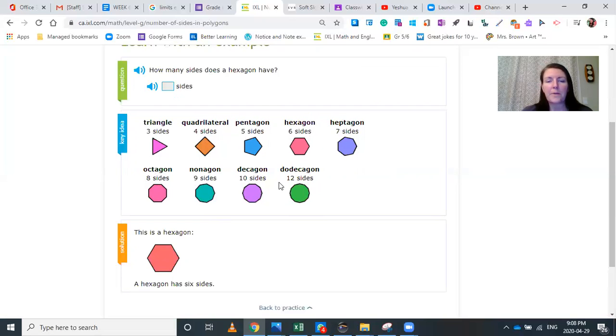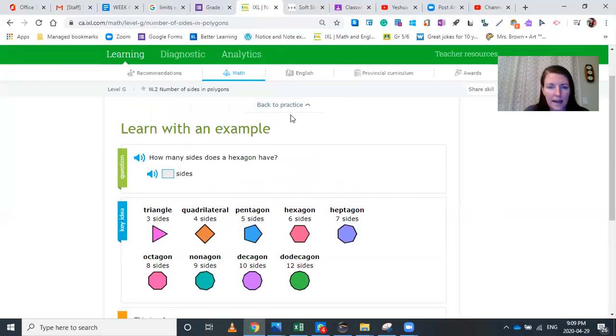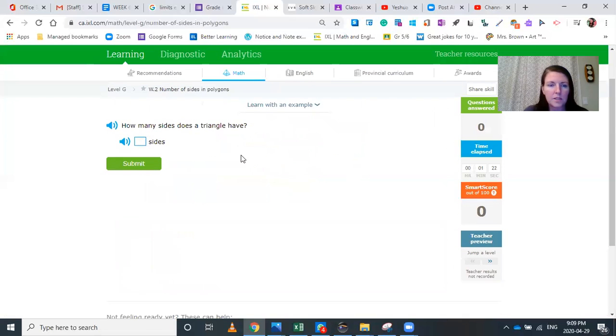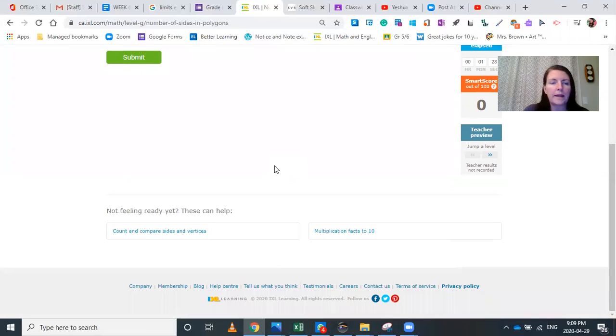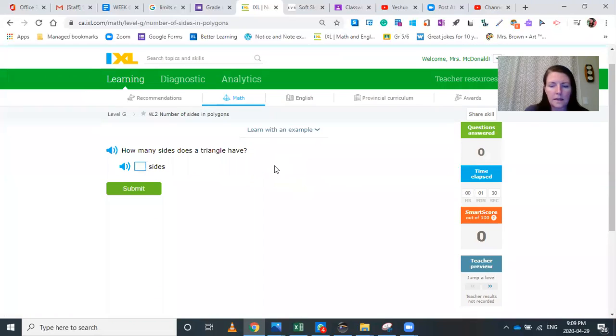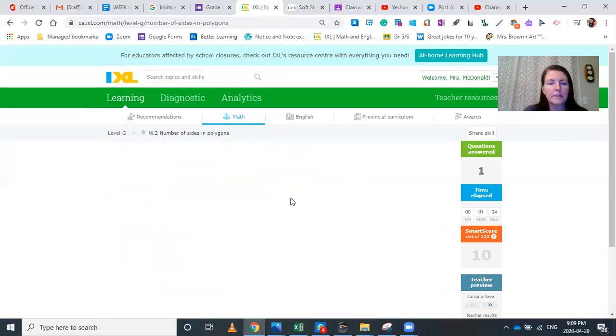All right, so this you need to just learn. Come up with some trick to remember the different sides, but you'll need to know what the names are of those shapes. So let's go and have a look at some practice. These are the kinds of questions that you'll come across. How many sides does a triangle have? The triangle, if we look back, had 3 sides. Okay, 3 sides in a triangle.